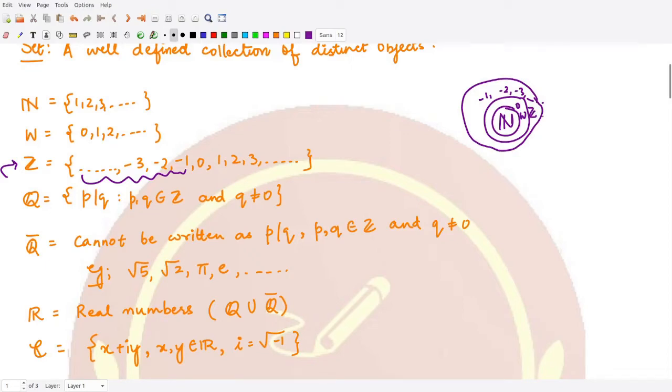Now if to these integers we also add the fractional numbers, the numbers which are in the form p by q, where both p and q are integers and q is not equal to 0, then this is the set of rational numbers, right? Now, if to the rational numbers we add the set of irrational numbers, that means the numbers which cannot be written in the form p by q, for example the square root of 5, the square root of 2, pi and the exponential number e, all of them are irrational numbers.